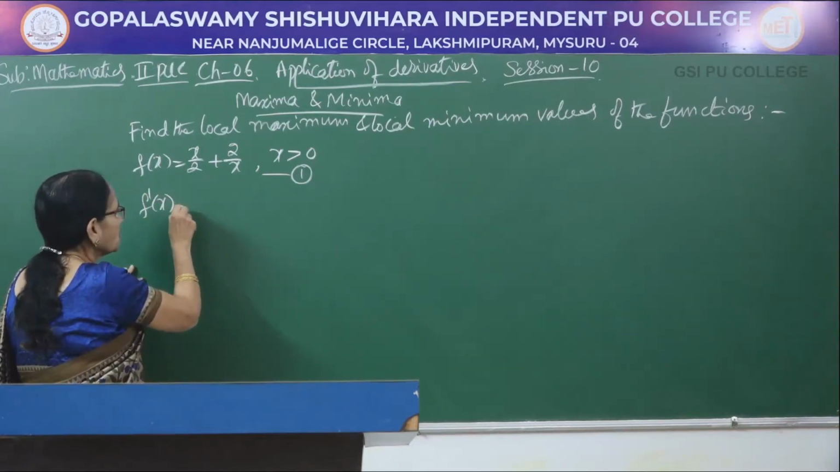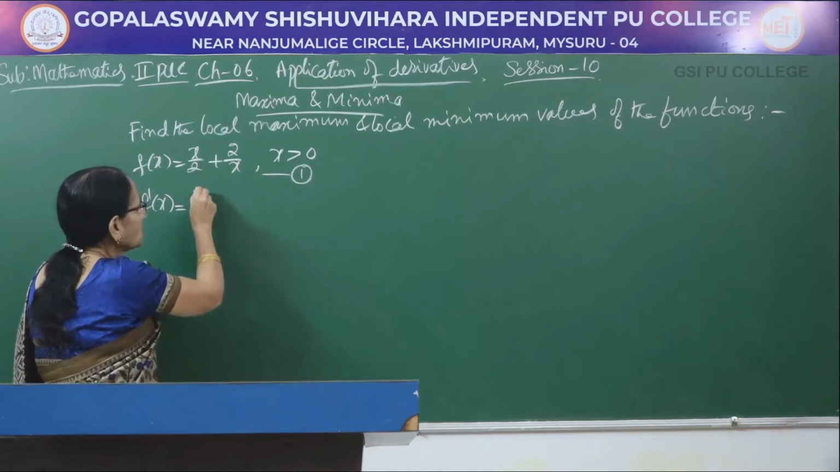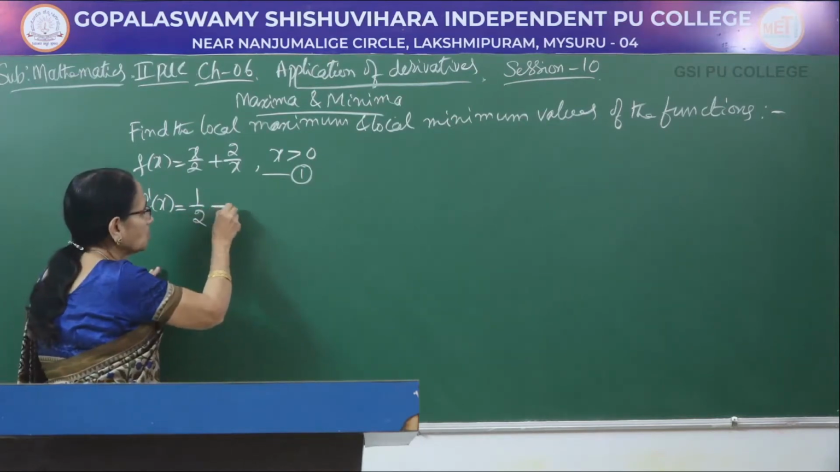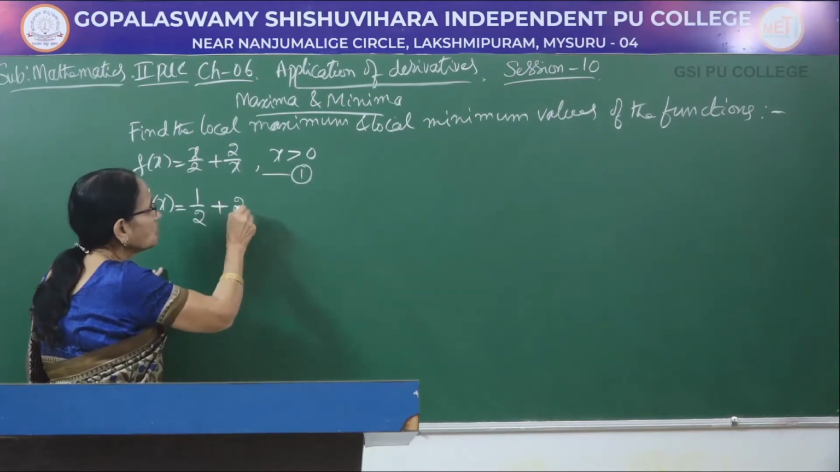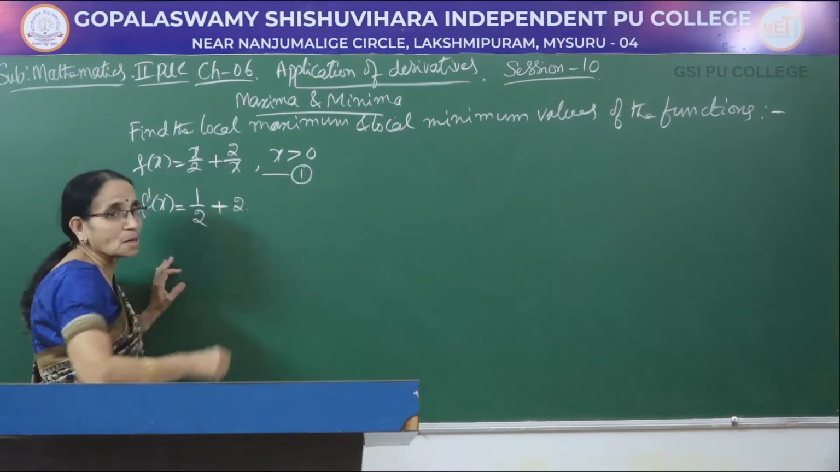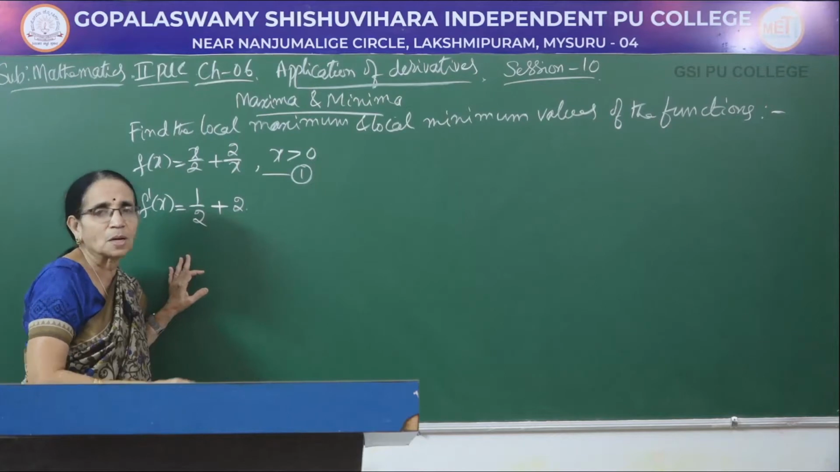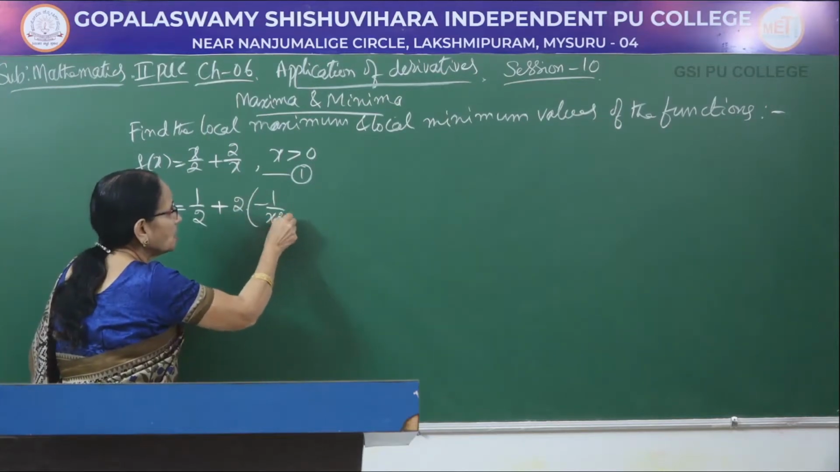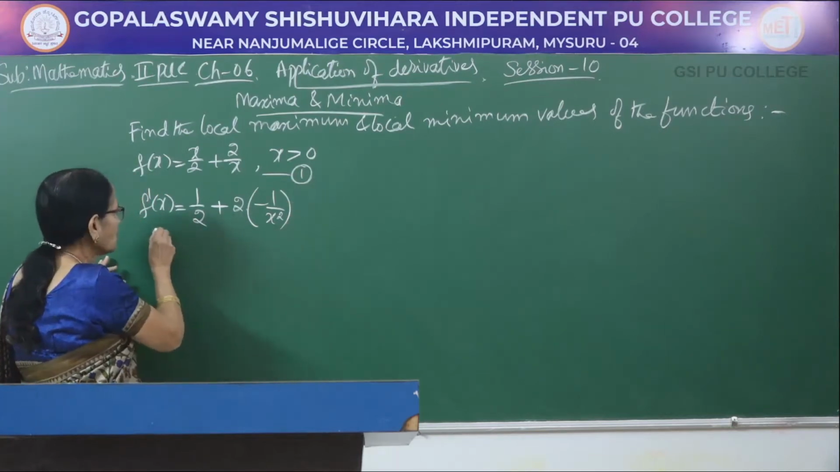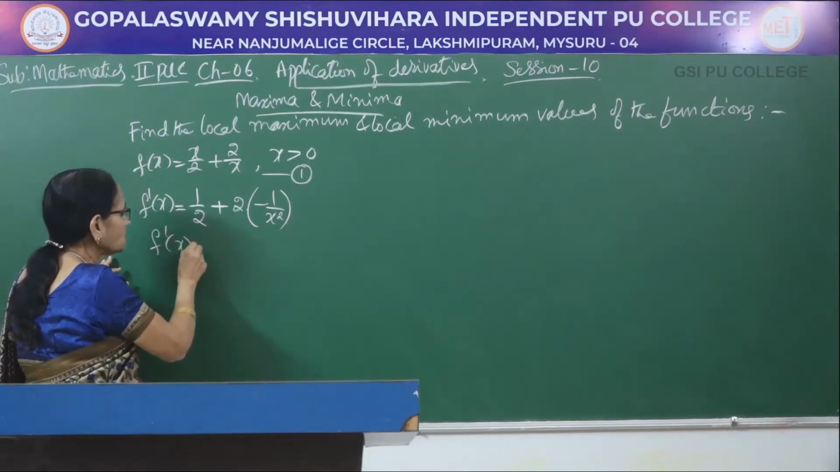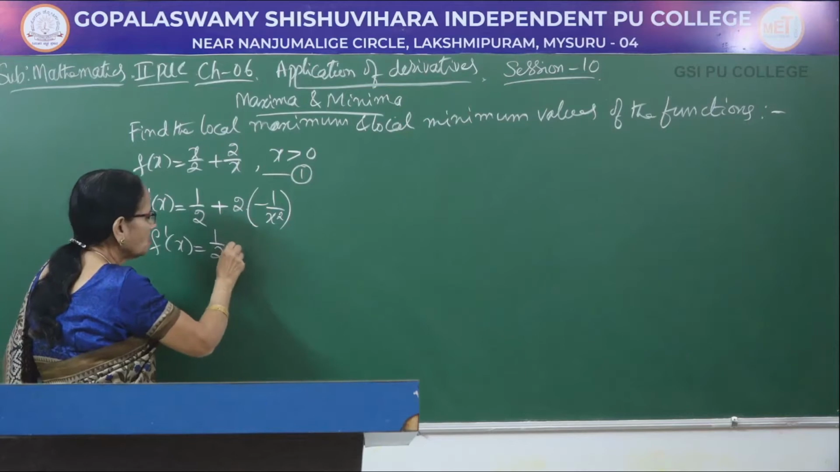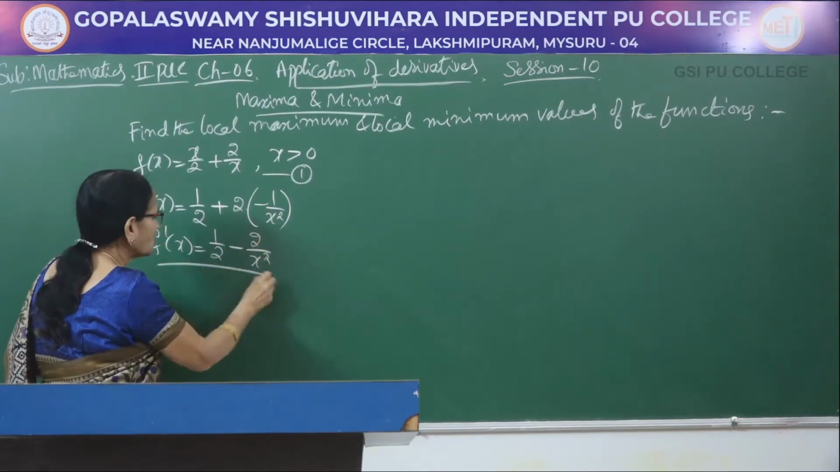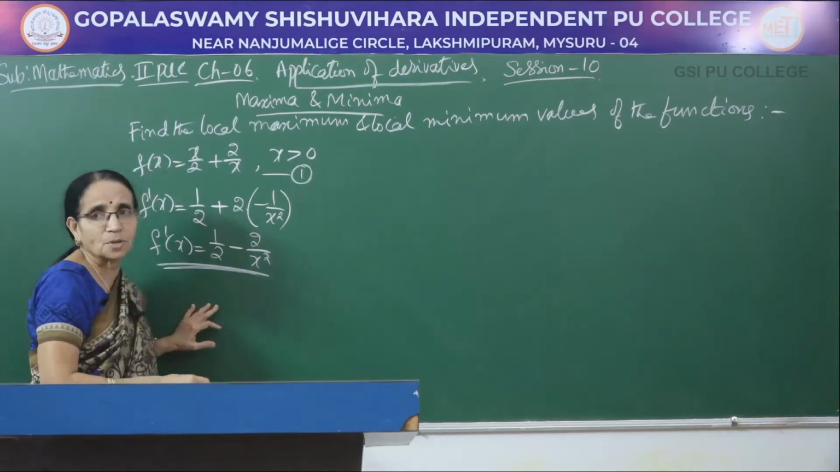f dash x is equal to x by 2. Don't apply the quotient rule here, 2 being a constant, 1 by 2. Now, here keep the 2 as it is. Look at the other term, it is 1 by x. 1 by x means the derivative is minus 1 by x square. So, if you write it properly, f dash x would be equal to plus 1 by 2 minus 2 divided by x square. You have the first derivative.